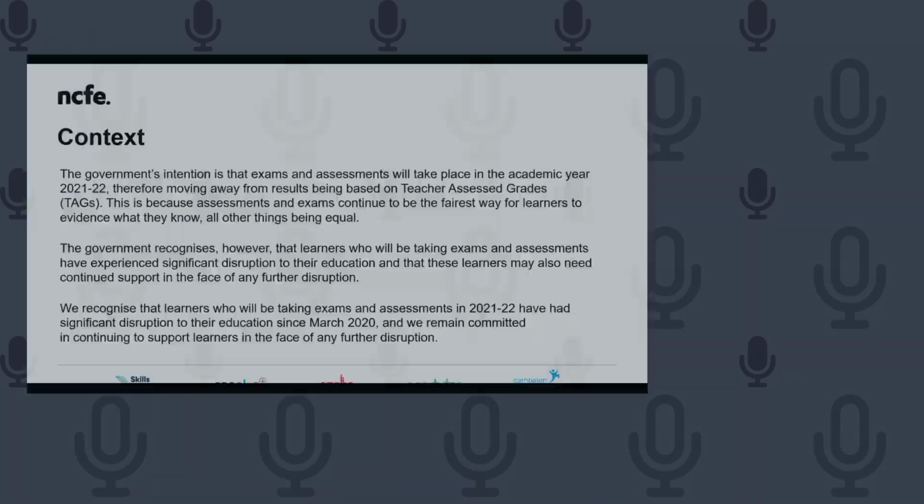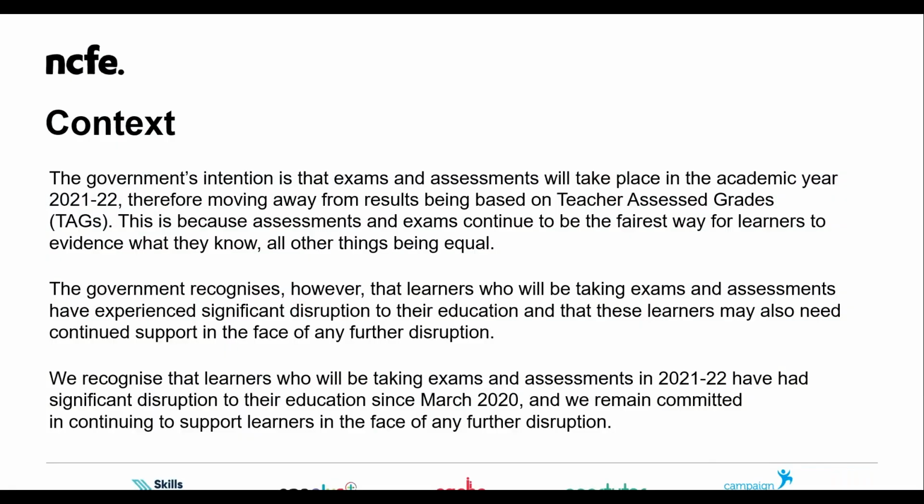In terms of the government's intention this year, it is essentially that work placements, exams and assessments will take place in the academic year of 21-22, therefore moving away from results being based on teacher assessed grades. This is because assessments and exams continue to be the fairest way for learners to evidence what they know, with all other things being equal.